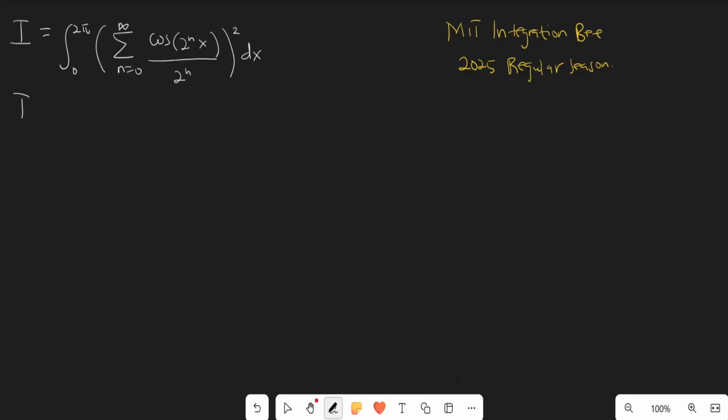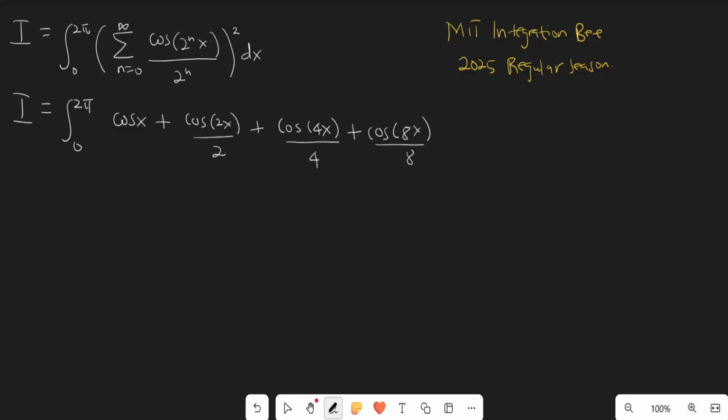Integrand. So let's expand a few terms of this integrand. The integral from 0 to 2 pi of... putting in 0, that is going to be cosine of x, right? Because 2 raised to the power 0 is 1, plus, if you plug in 1, that is going to be cosine of 2x over 2, plus you plug in 2, that is going to be cosine of 4x over 4, plug in 3, that is going to be cosine of 8x all over 8. And this one continues until infinity, right?